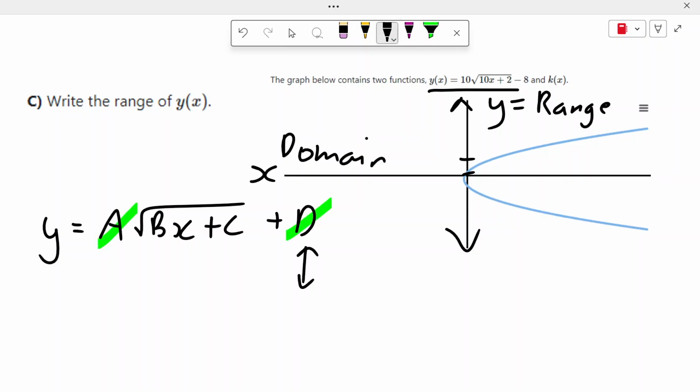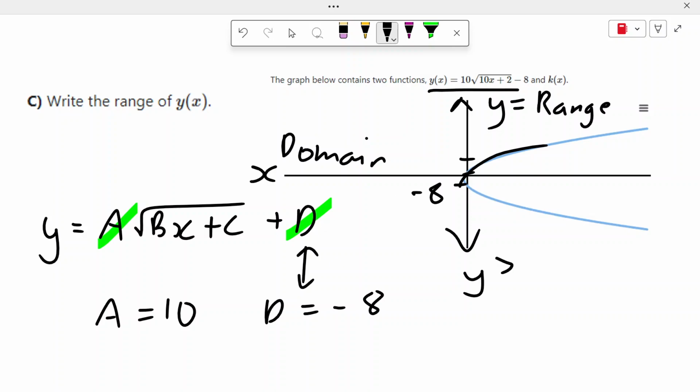In our case, our value of a is equal to 10. So that means that it's going to be positive. Our value of d, however, is equal to minus 8. So we've gone down by minus 8. It's a bit hard to see because the scale is so large here, but it's actually gone down slightly by minus 8. Okay, so what we can say is that our range is from minus 8 and upwards, right? So y has to be greater than or equal to minus 8.